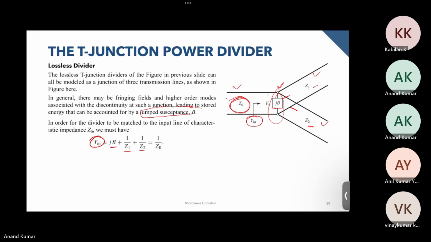So from your previous question, as Anil asked in the previous slide, what happens if we have three arms over here? If we have one more arm like this, Z3, then this particular equation will be modified to jB plus 1 by Z1 plus 1 by Z2 plus 1 by Z3 equals 1 by Z0. So if there are three arms, we will have one more term over here. If we have more arms, we'll add more terms.